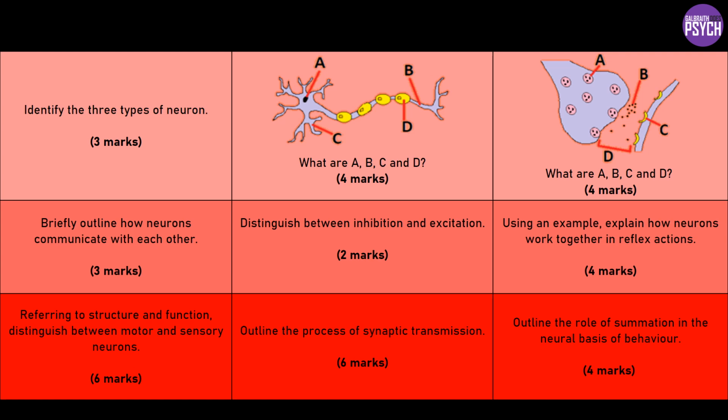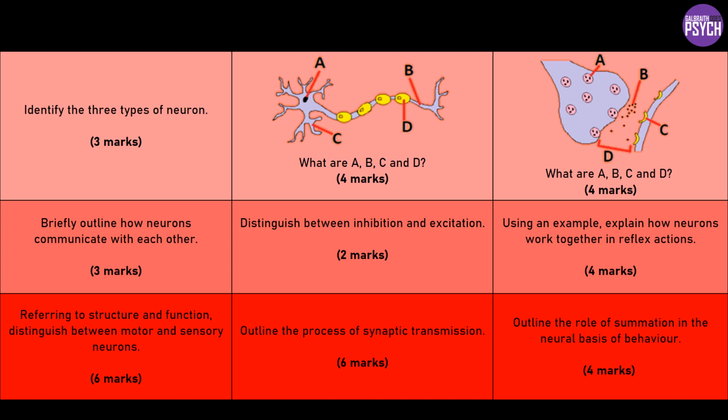Okay, so the signal arrives at the end of the presynaptic neuron and stimulates the vesicles. These release neurotransmitter into the synapse, which binds with the receptors, which excites or inhibits the next neuron, allowing the signal to continue. That's plenty for 3 marks. There's more we could say. As I said, we'll look at a 6 mark in a minute.